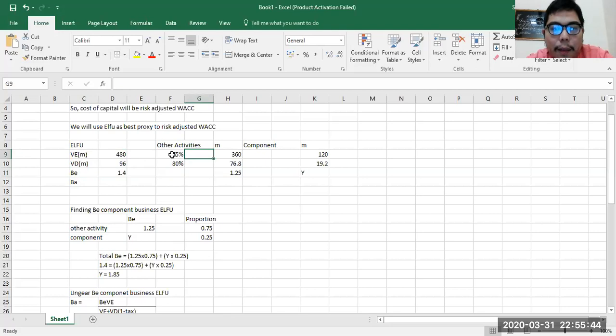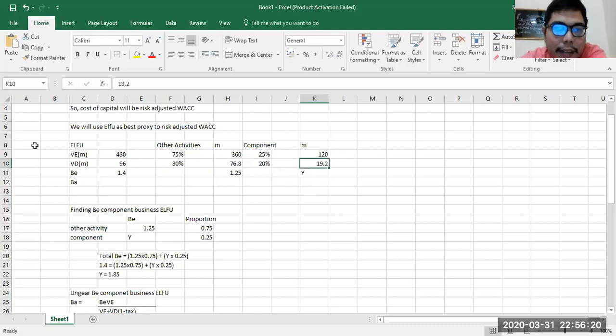Let's apportion it. The other activity is 75% of the value of equity, so in this case 360 million. The component is 25% of it, so it's 120 million. Meanwhile, for the value of debt, 96 million, 80% is 76.8 million. The other 20%, 19.2 million, belongs to this component.